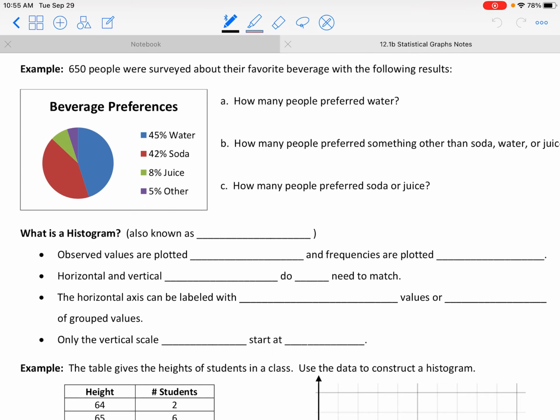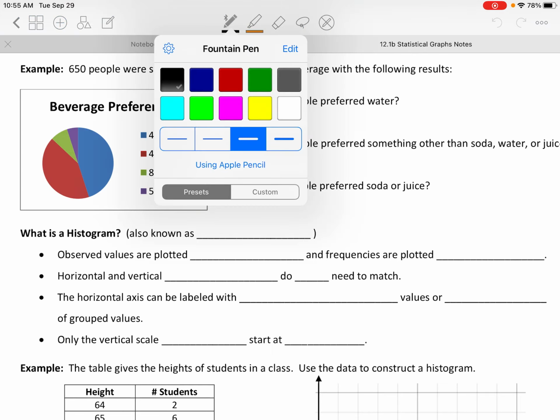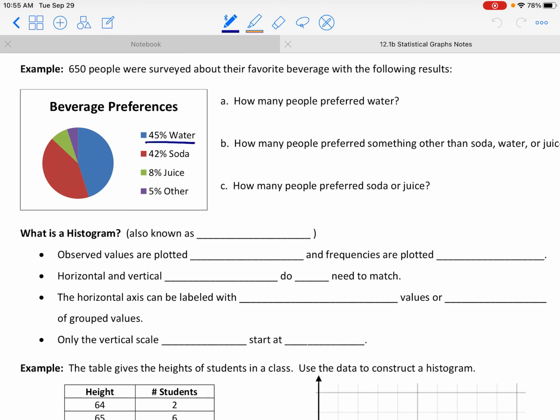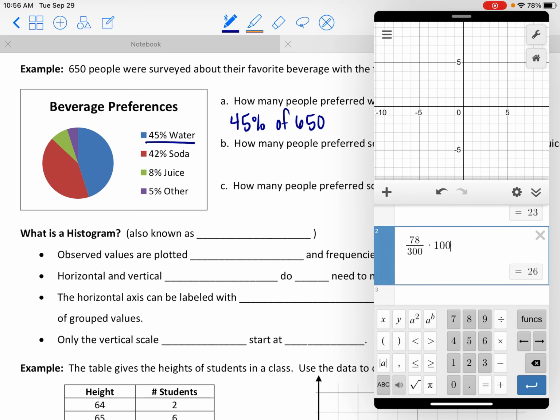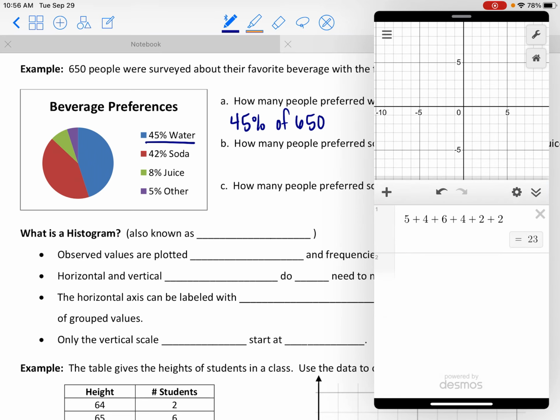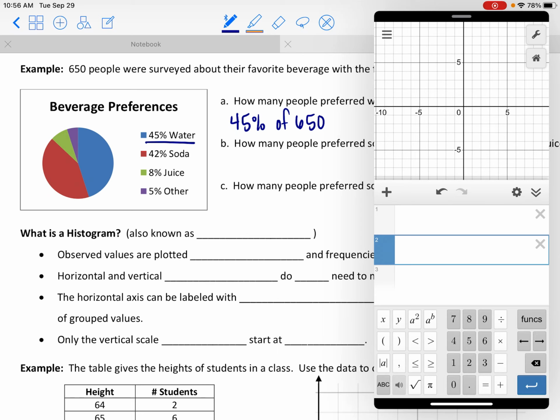Okay, so it says how many people preferred water. Now you might want to say the answer is, well, water's 45%, so 45%. But it's not asking what percentage of people preferred water, it's saying how many actual people. So we need to figure out 45% of the 650 people that were in this survey. So how do we figure out 45% of 650 is the question. Okay, I actually think that Desmos does this. I should have looked, but I think it does.